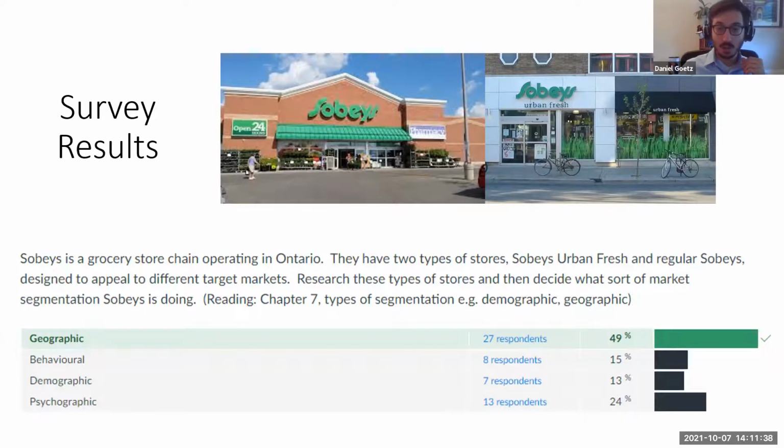So let me ask someone who chose behavioral. Let's see. Is Hani Chen here?